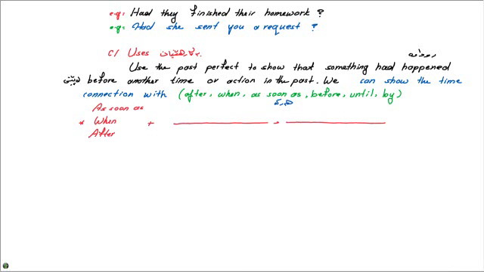As we said, we have a connection between two events, two past actions. When, after, as soon as, they are usually preceded by the first event, then we have the second event. For the first event, we usually use the past perfect tense, while for the second event we use the past simple.